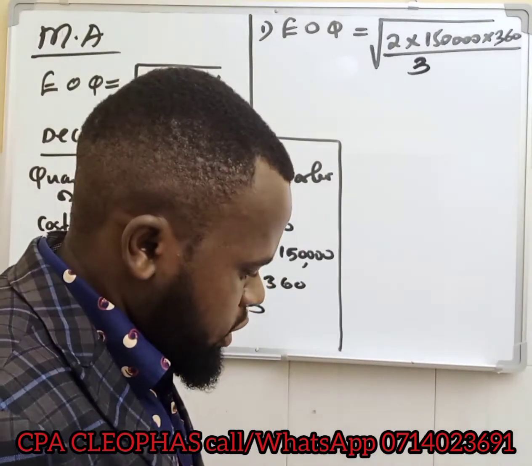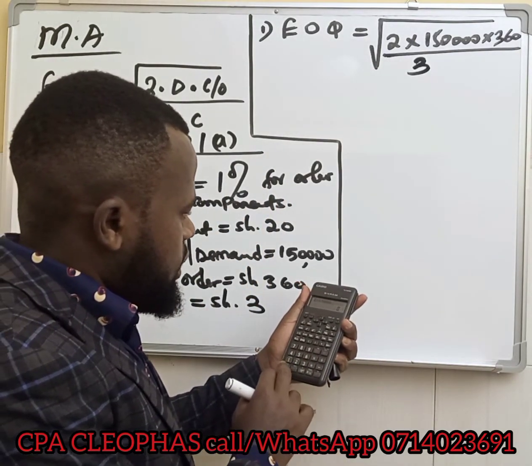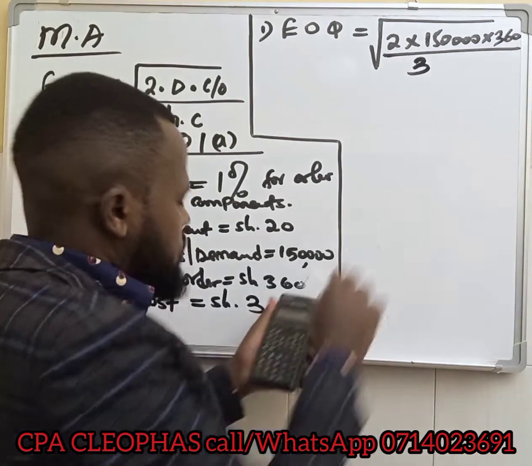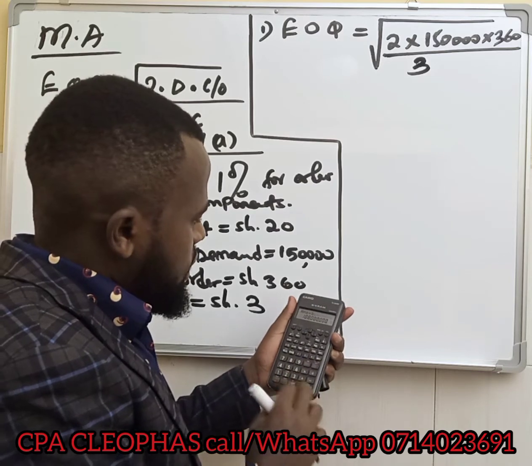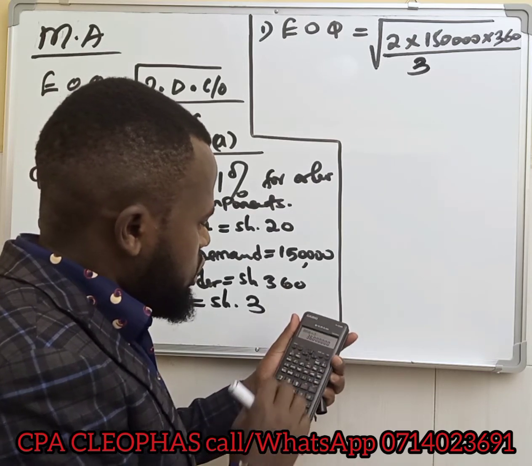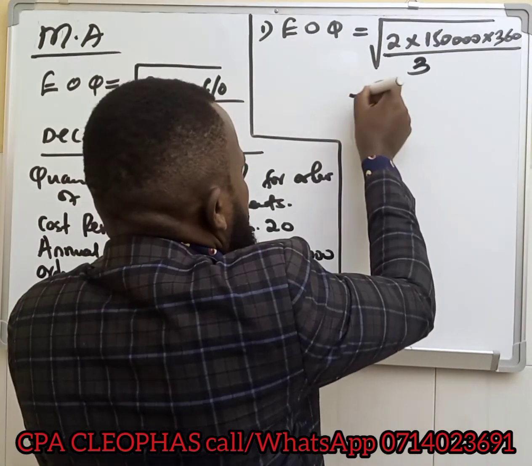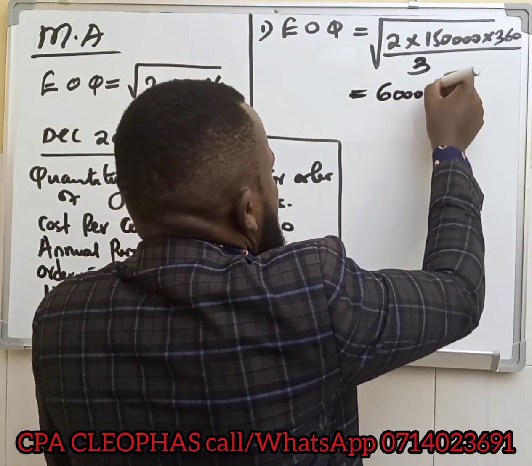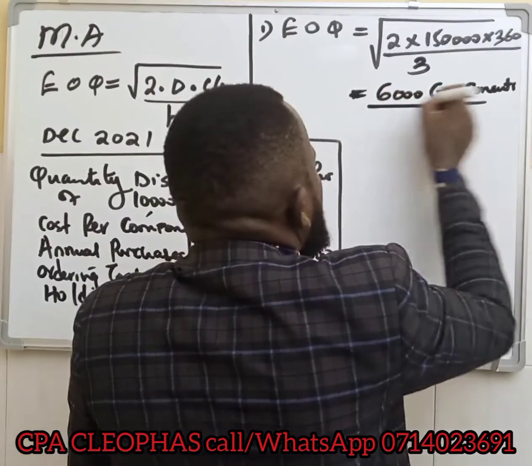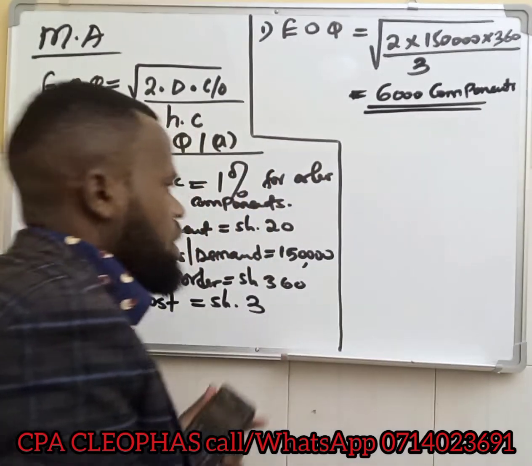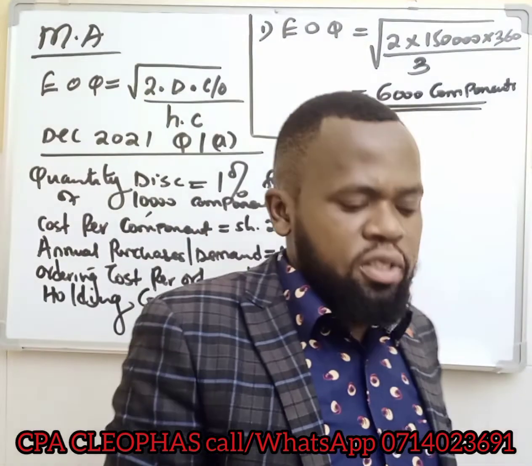So I have my calculator with me. I'll have 2 times 150,000 times 360. Whatever I get, I shall divide by 3. That's 36 million. The square root of the answer is 6,000. So these are 6,000 components. That is the EOQ. That's the optimal quantity to purchase whenever we are making an order, to minimize the total costs.